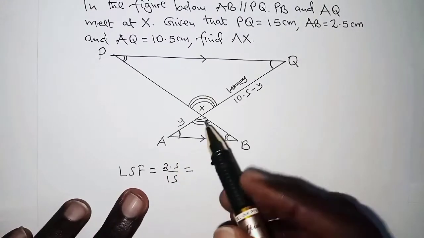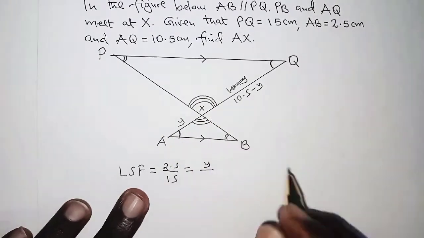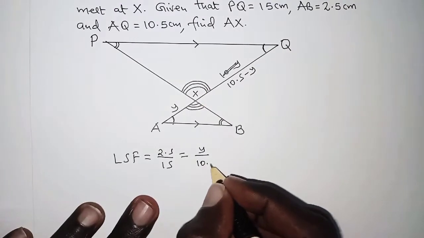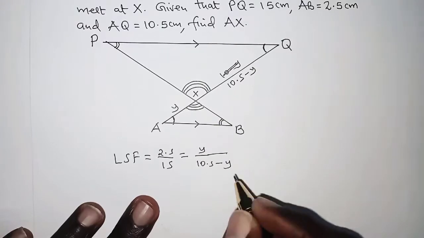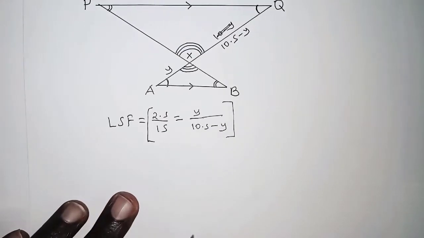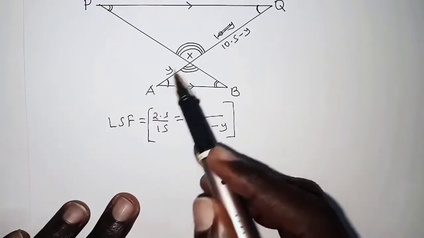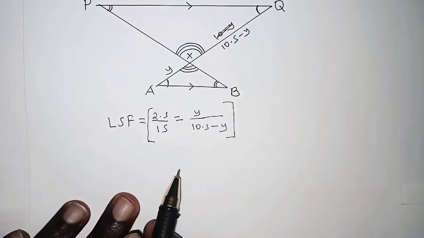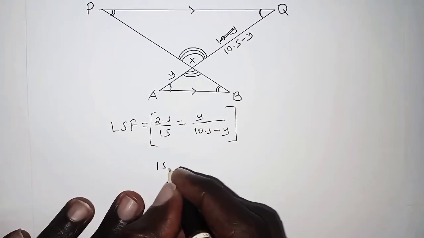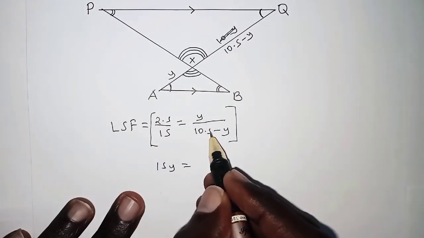We just need to have the smaller triangle, which is Y in this case, that is AX, over the length for the bigger triangle, which we now have as 10.5 minus Y. Considering this equation here, we can therefore determine the value of Y. Note that the value of Y will be AX, which we are required to determine. So cross multiplying, we will have 15Y is equal to 2.5 times 10.5.